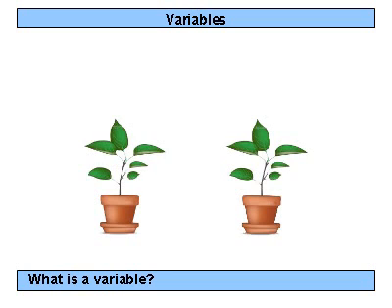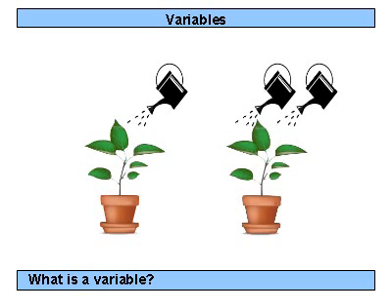But in order to have a fair test, you need to control the variables by keeping all the variables the same except one. So you might have 2 identical plants, water one once a day, water the other plant twice a day, and see if there was any difference in the growth rate.